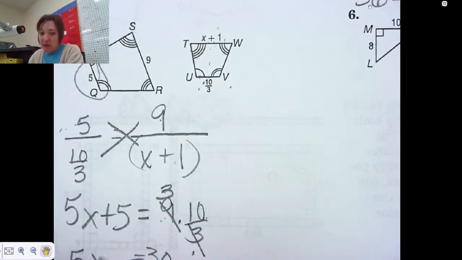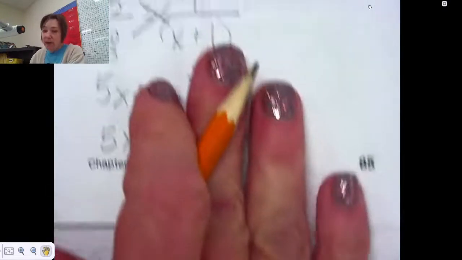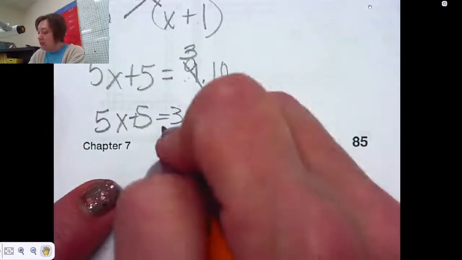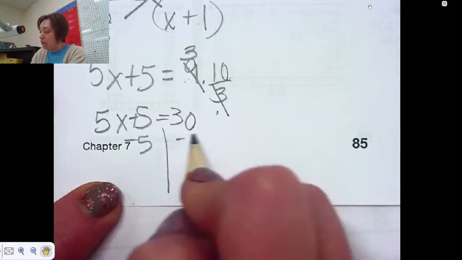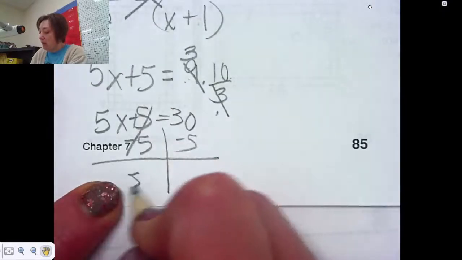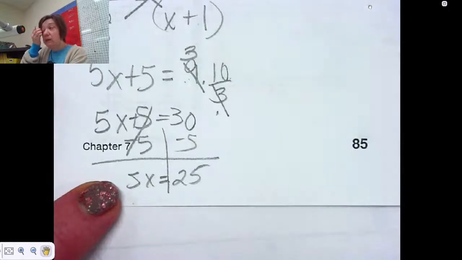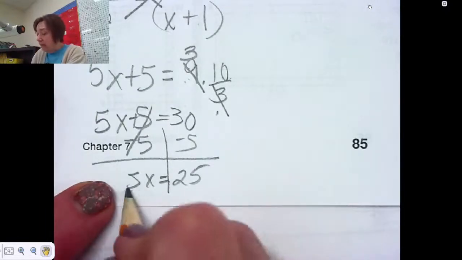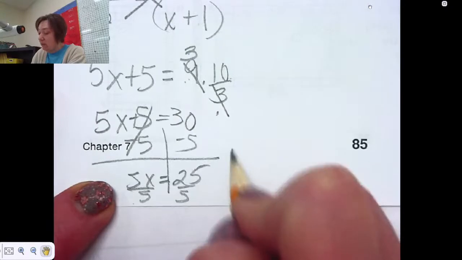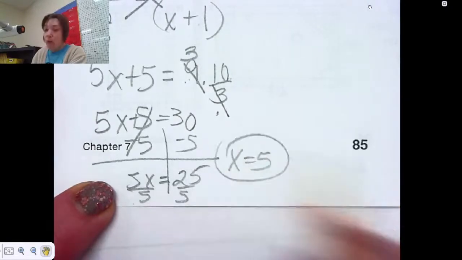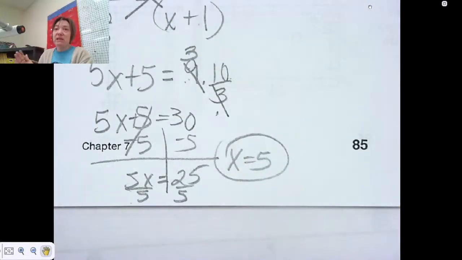So that gets us 5x plus 5 equals 30. Now, basic solving, subtract 5 from both sides, right? So 5x equals 25. But what does x equal? 5. Because we just divide by 5, x is 5. Now, we're actually done with that problem because they just asked for x. But if they ask us to find the side length, we have to go back and put it in, right?